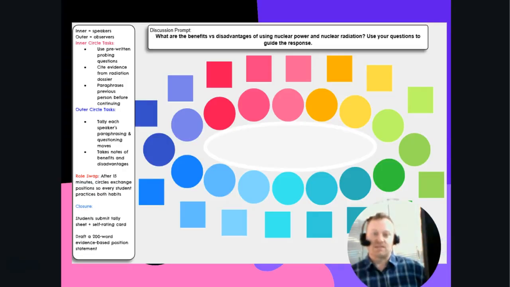Once you're ready for the Socratic seminar to start, it's best to set up 2 circles. The inner circle will be students who are ready to speak and can paraphrase each other as they answer the question about what are the advantages and disadvantages of nuclear power, nuclear radiation, as well as what questions they've generated from the reading. After about 15 minutes of this, the students in the back will switch rows with the students in the front, and they'll get the chance to communicate. The students in the back circle will be taking down notes about what was said, as well as notes about what was paraphrased. In the end, all the students will be ready to express their position on this topic.